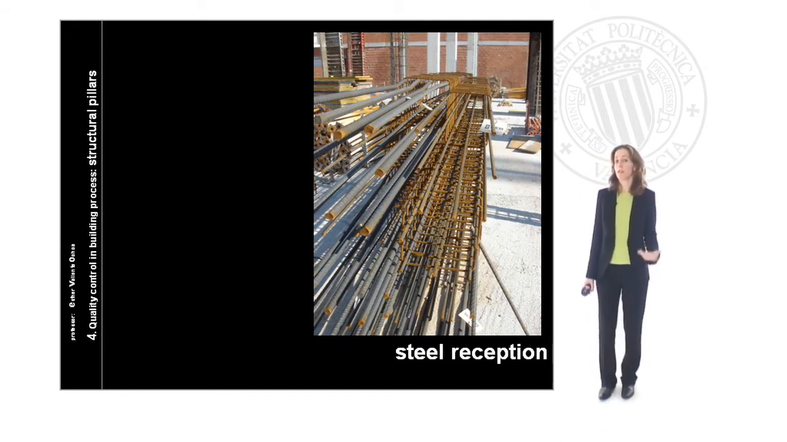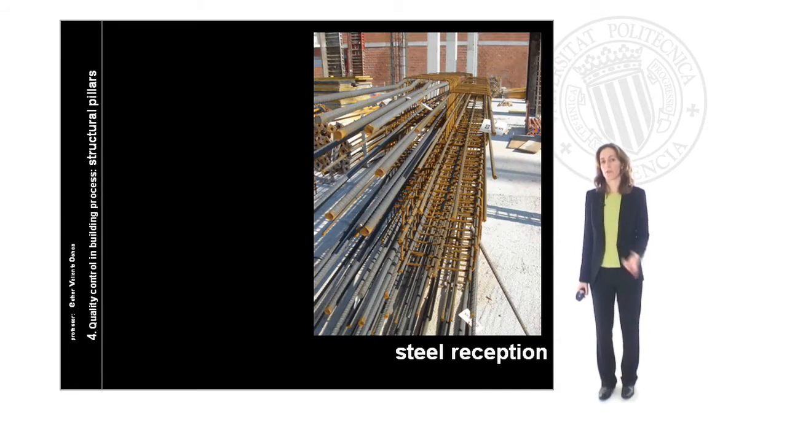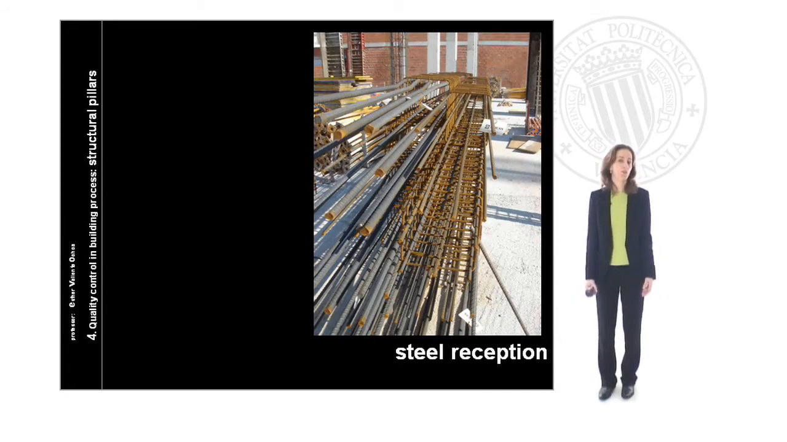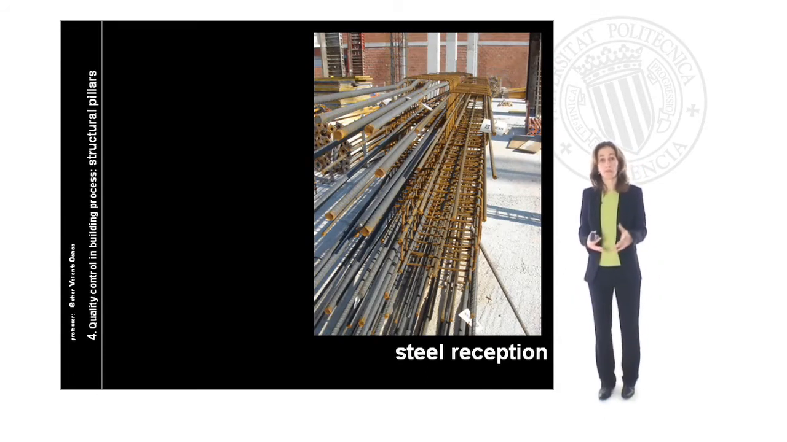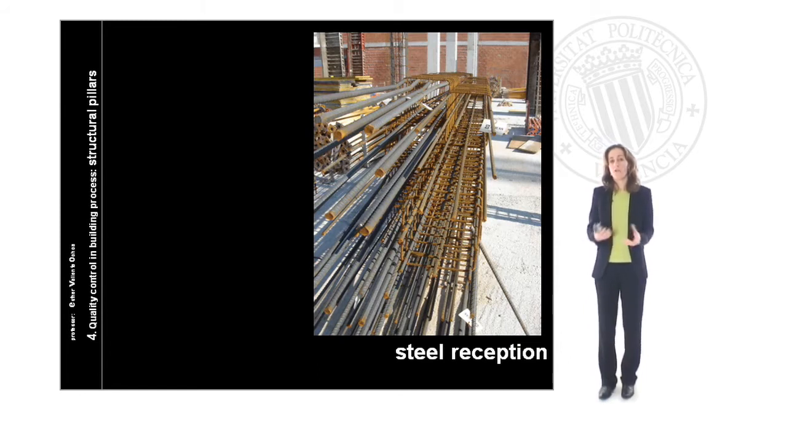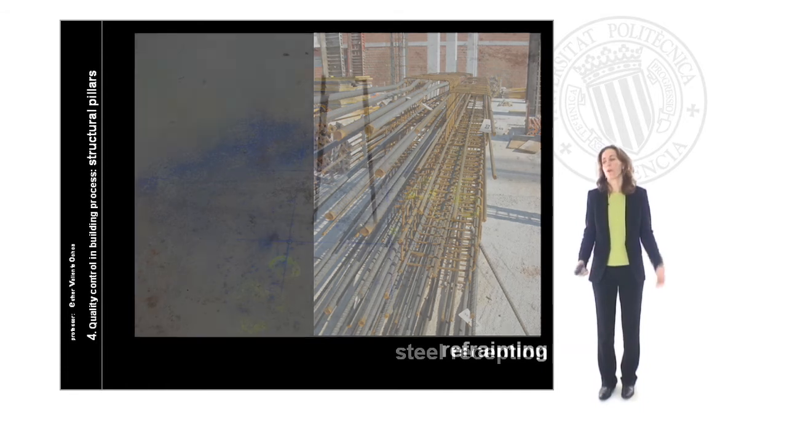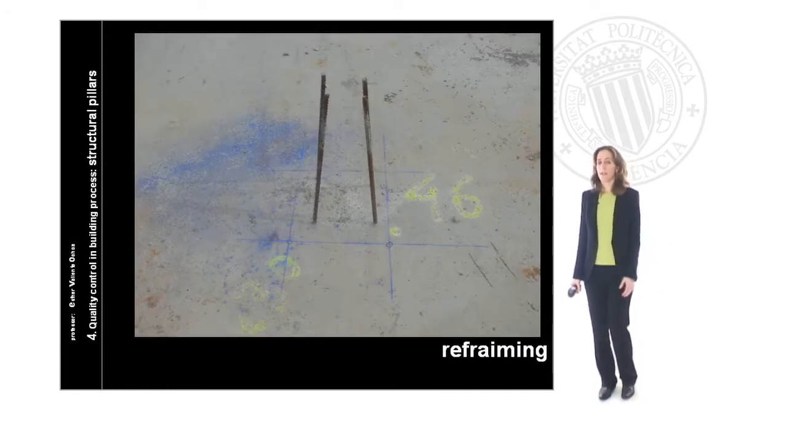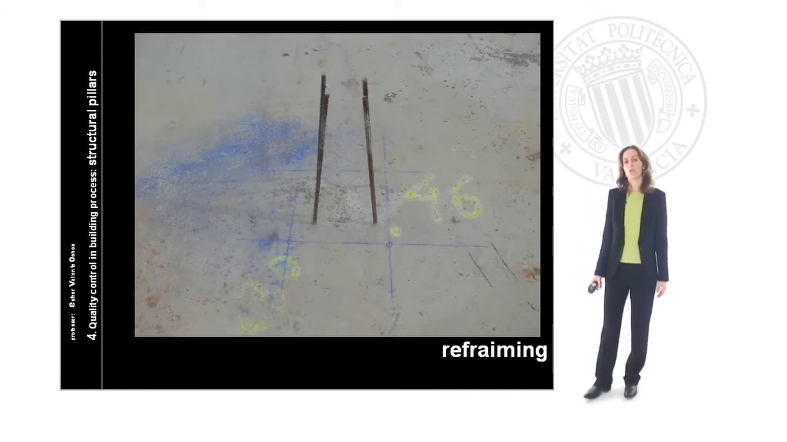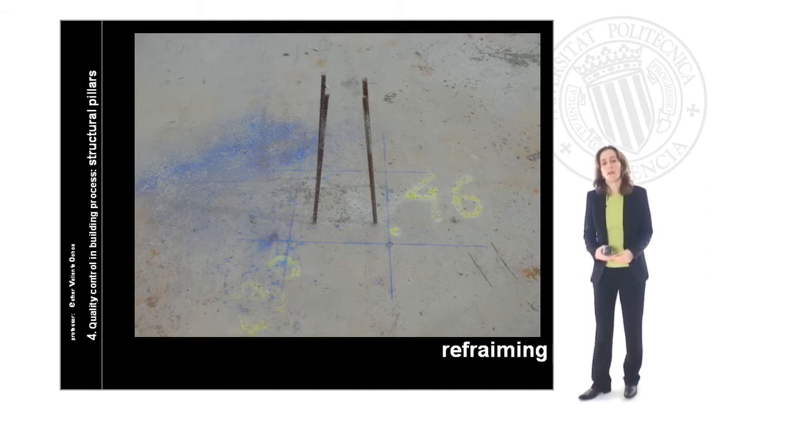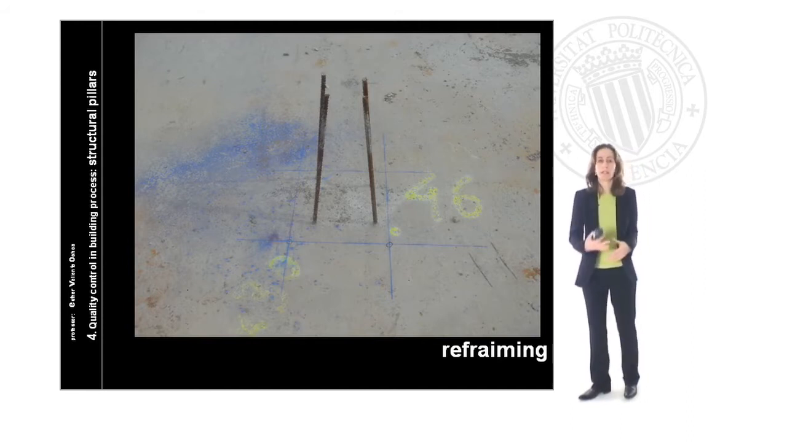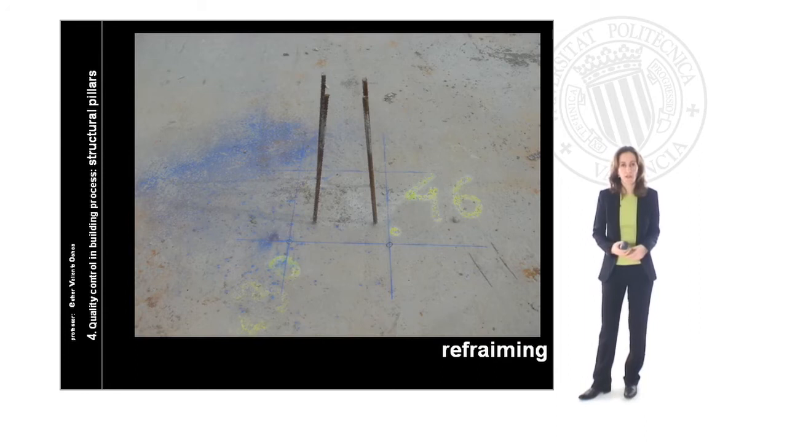Steel reception means technical reception, in the way that we have to control the characteristics, diameters, position and the name of each pillar that the steel will arrive for in our work. Reframing is just the first operation we are going to do in order to begin with the unit. We will put on the steel after the first reframing.